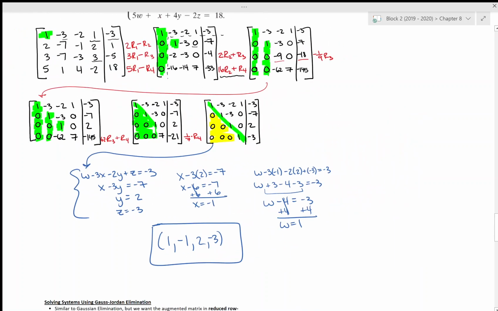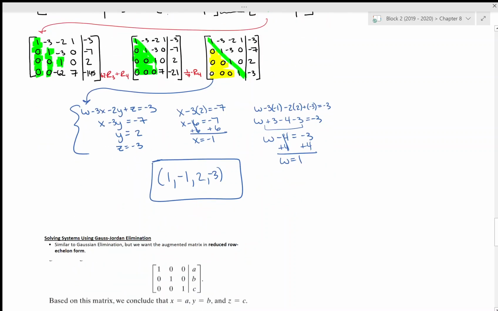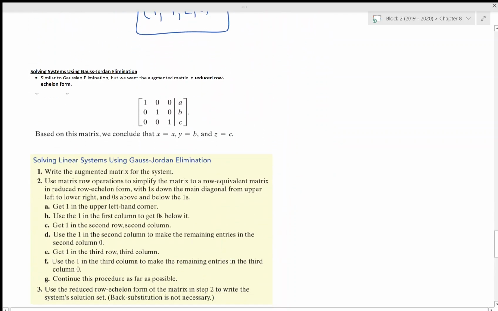Now, you could pause real quick here to look through everything. Remember, if you want a different approach to it, that's fine, as long as you're using your 3 options of swapping, multiplying a constant, and adding 2 rows together, and you're doing it right, you're going to be fine. Now, if you see in your note packet, you have solving systems using, this is called reduced row echelon form. Row echelon form.